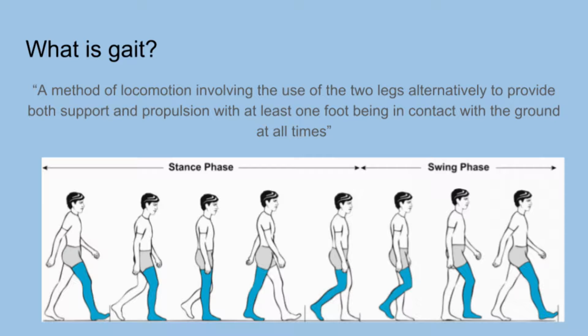Gait is also typically divided into two phases, the stance phase and swing phase. Stance phase describes when the leg we're focusing on is on the ground, and swing phase describes when it's being swung through the air. It's as simple as that.